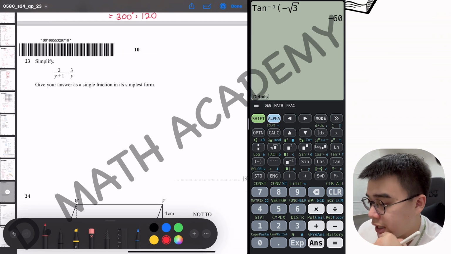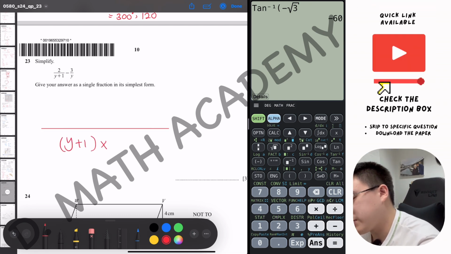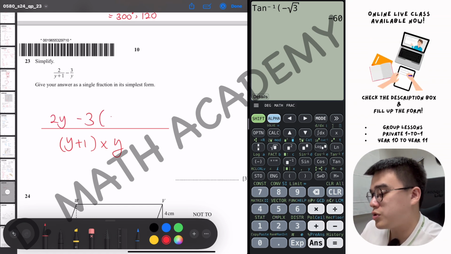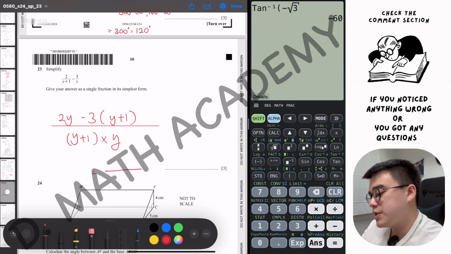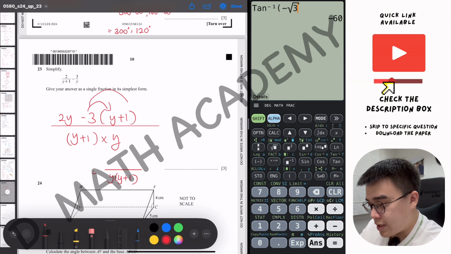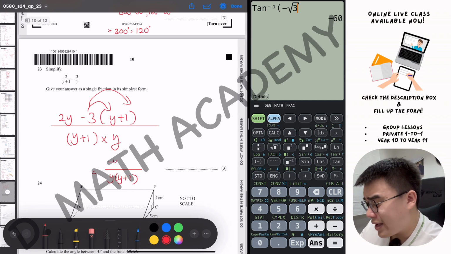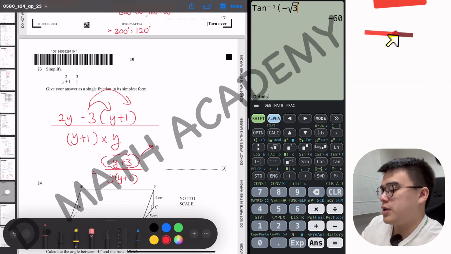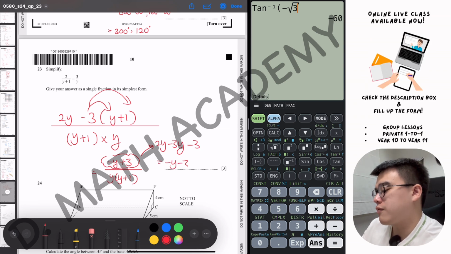Next, question 23, asking us to show it in a single fraction. So things that never change is that we are going to multiply it together, which means the front, you get 2y minus 3y plus 1. Okay, because they wanted it to be in simplest form, please do not expand your denominator. And when you expand it out, you will actually get negative y minus 3. Okay, for those who are wondering how, the details is actually 2y minus 3y minus 3, making the answer negative y minus 3.